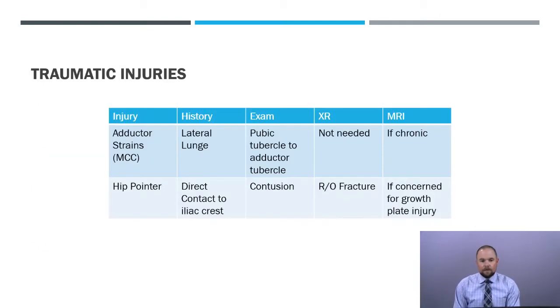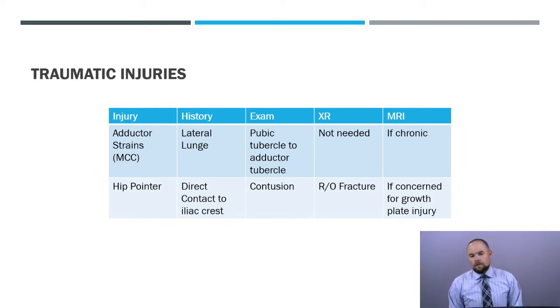So, some traumatic injuries that we see in regards to the hip. Really the most common cause, if they're complaining of anterior groin pain, would be an adductor strain. They'll have pain in the anterior groin, usually after some type of acute onset injury, like a lateral lunge type maneuver. The patient will typically be tender to palpation at the pubic tubercle or the adductor tubercle, which is the area where that muscle attaches. Typically you don't need an x-ray.